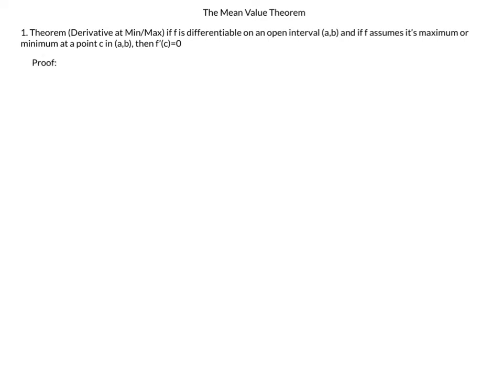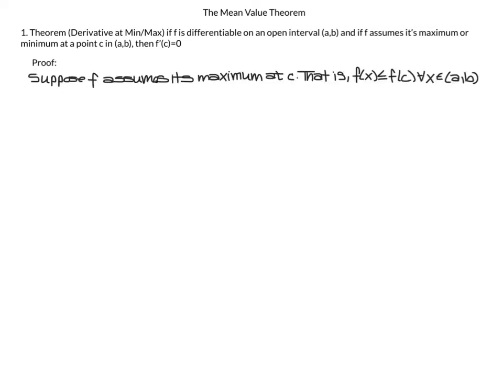We will start by proving the theorem that the derivative at a function's maximum or minimum is equal to 0. So if f is differentiable on an open interval ab, and if f assumes its minimum or maximum at a point c in ab, then f prime of c is equal to 0. We'll start by assuming that f is at its maximum at c, that is, f of x is less than or equal to f of c for all x on the open interval ab.